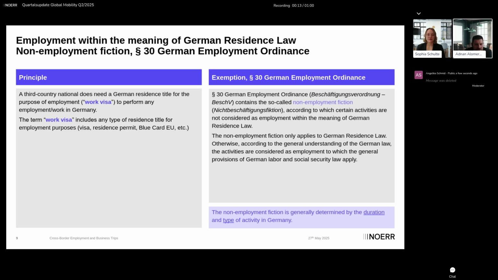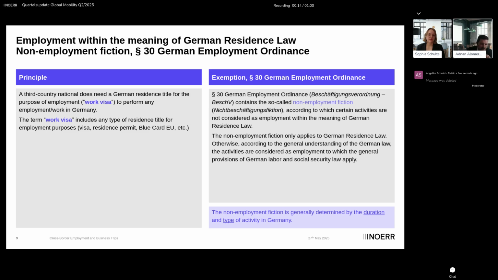But there are exemptions for when a person does not need a work visa, and it's called the Nichtbeschäftigungsfiktion. That's quite an unusual rule, because just within the German residence law, employment is not considered as employment, but under German employment law, under German social security law, they are considered as employment. So just for residence law purposes, they are not considered as employment. So it's called Nichtbeschäftigungsfiktion. The non-employment fiction is generally determined by the duration and the type of activity in Germany.